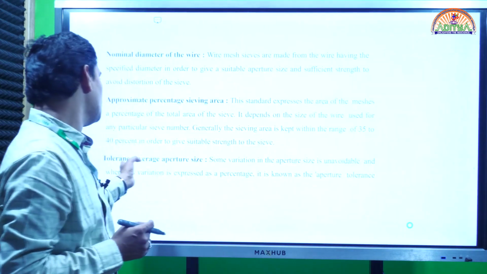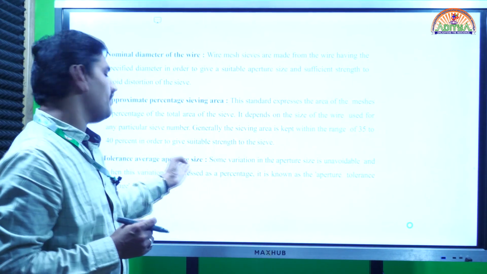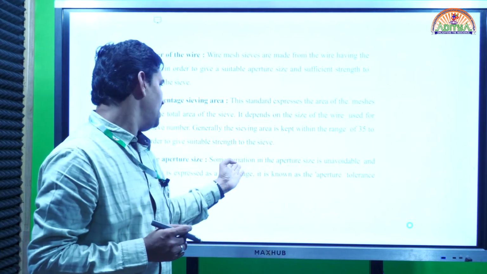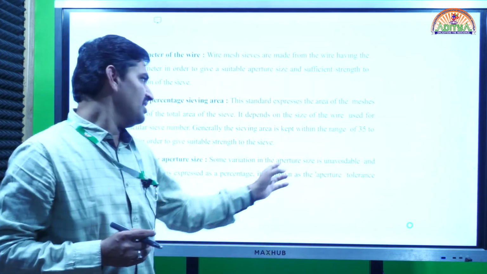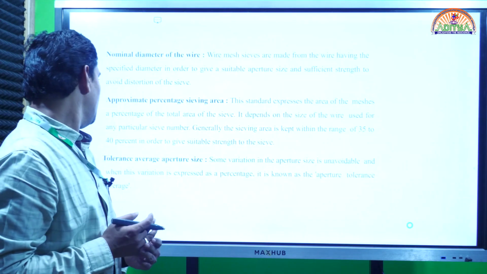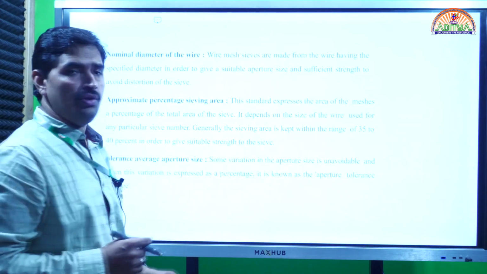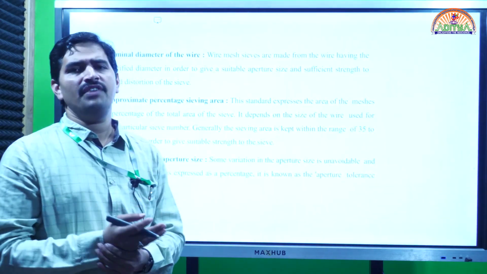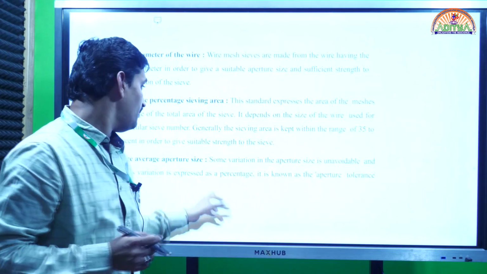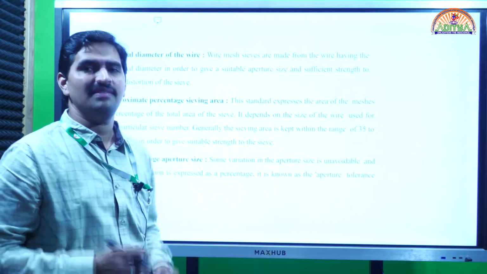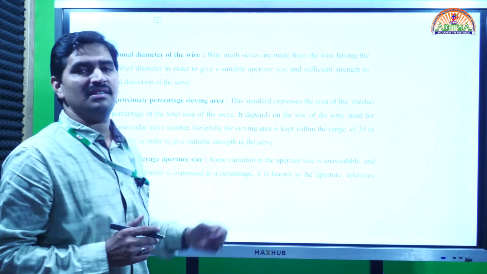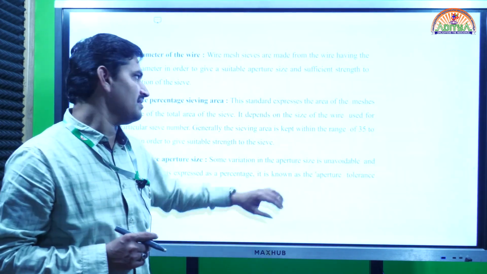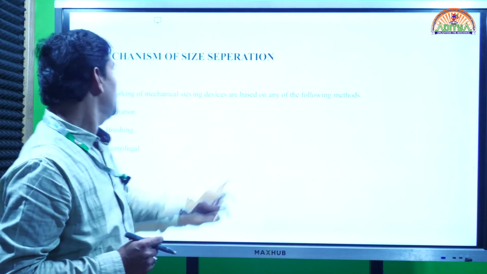And coming to the last one, tolerance average aperture size. If you consider the aperture size, sometimes some variation is unavoidable. So that variation as a percentage is called the tolerance average aperture size. In such a way we can discuss the specifications of sieves.